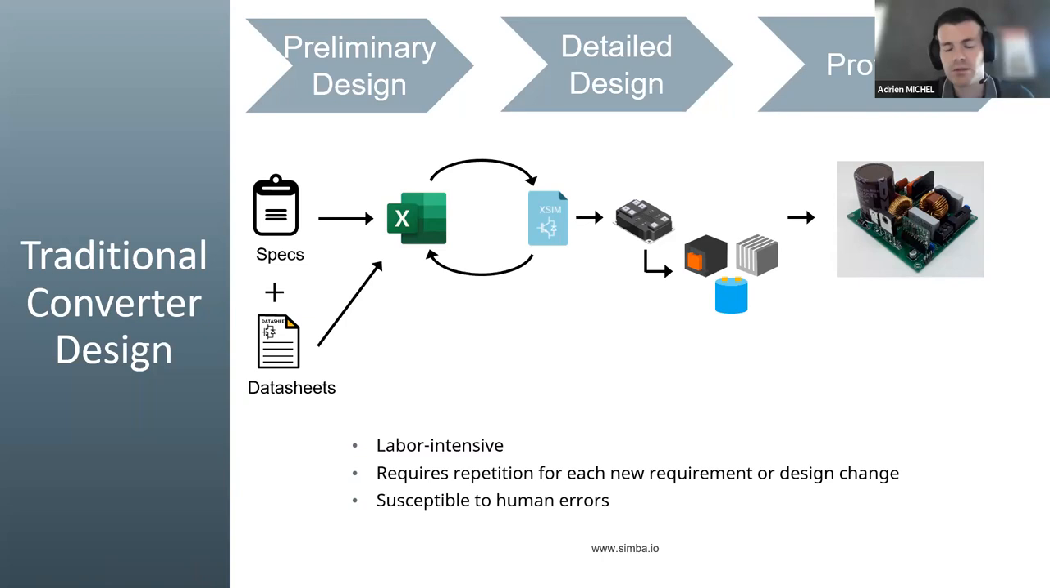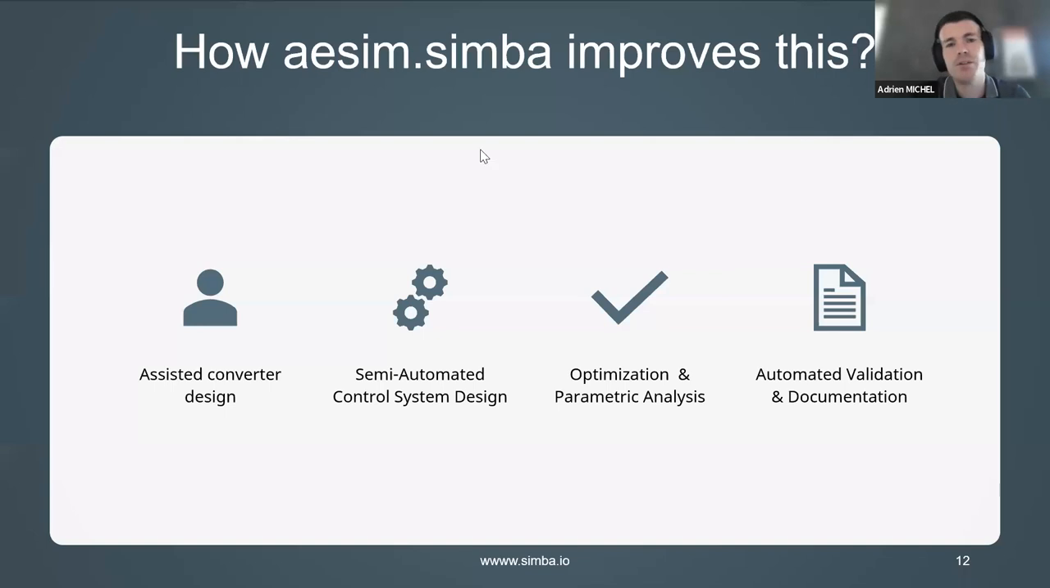So we want to more or less skip this part by using our library. I call it a library, but it is a module if you want. And this module is the isim.simba. It is a Python module that you can directly use in order to, first, design the converter for you in an assisted way. For example, you can say, okay, I want to make this kind of dual active bridge power converter. I need to use those components.